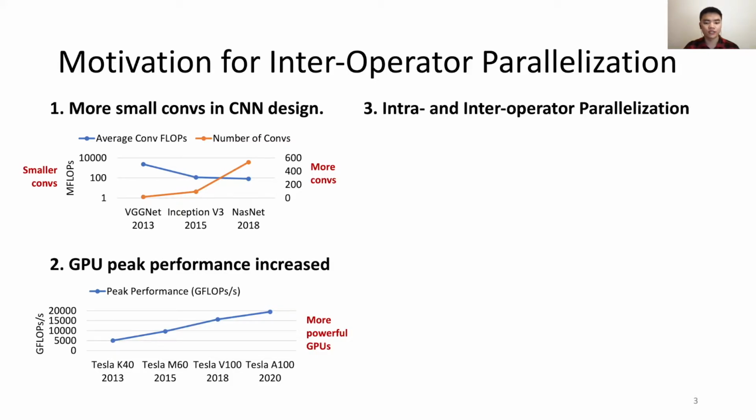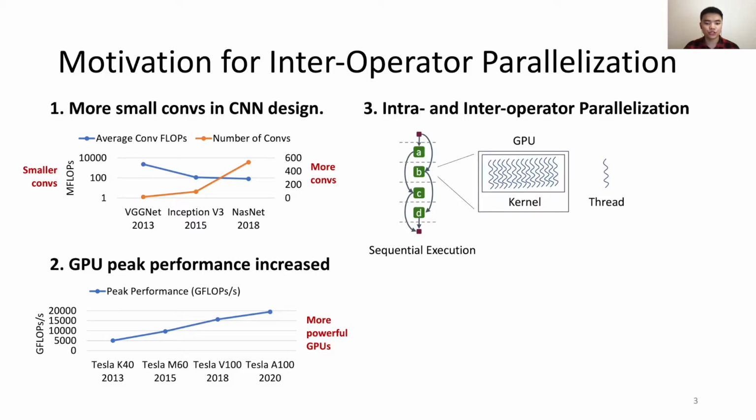Then let's have a look at intra- and inter-operator parallelization. Sequential execution is widely adopted by deep learning frameworks, which execute the operators one by one. The operator computation is parallelized through the threads in a GPU kernel. We call this kind of parallelization intra-operator parallelization. It can suffer from an underutilization problem, especially when we execute a small operator on a powerful GPU.